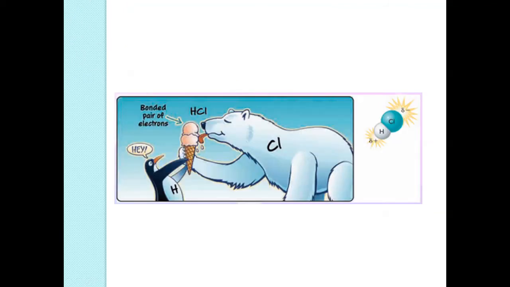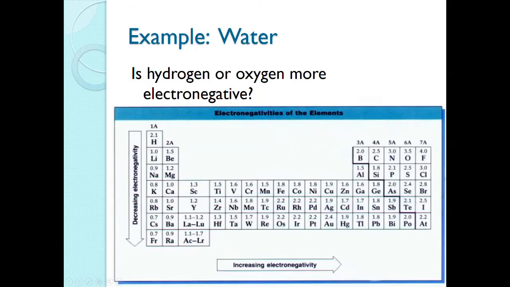So again, bonded pairs of electrons. If the ice cream was your bonded pair, well, who's stronger? Who's more electronegative? Chlorine is more electronegative and stronger, so it's going to pull those electrons, or that ice cream, closer to it. On a molecular level, this is what it would look like. Chlorine is bigger and stronger, so it's pulling those electrons closer to it. Okay, some more examples.